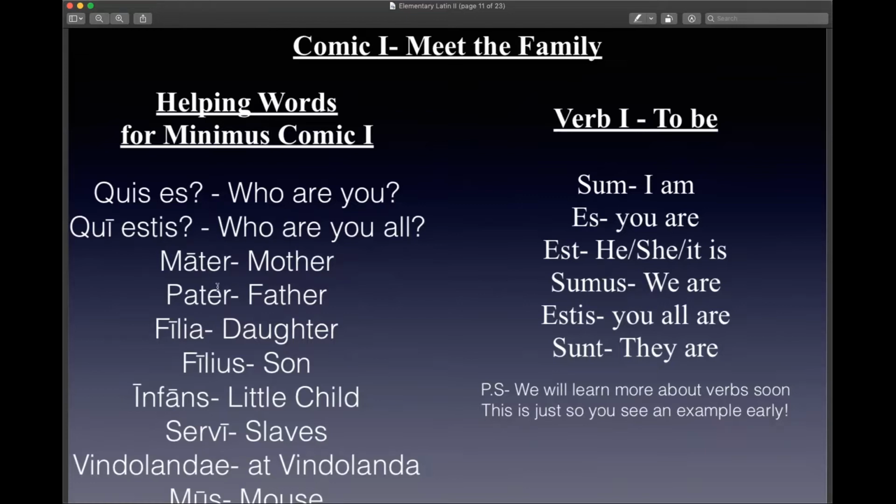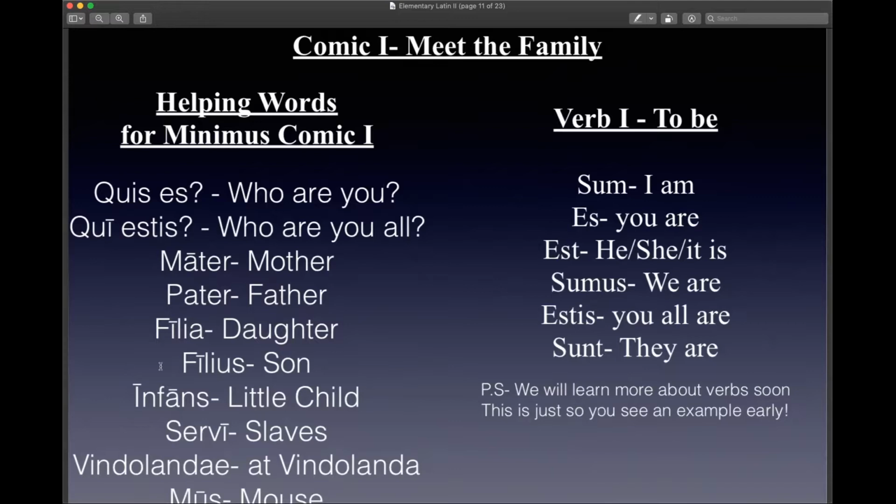Mater, pater, right? We went through those last time. Remember, they're very similar to our own language today. We get many words from these. Filia is daughter. And you see that macron, remember, these lines above the letters tell us whether it's long or short. So when we see those, we know that it's not filia, it's filia, because of that I having the line over it.